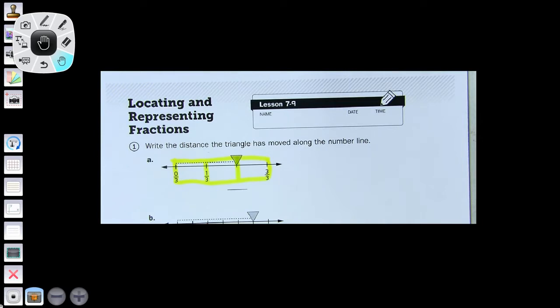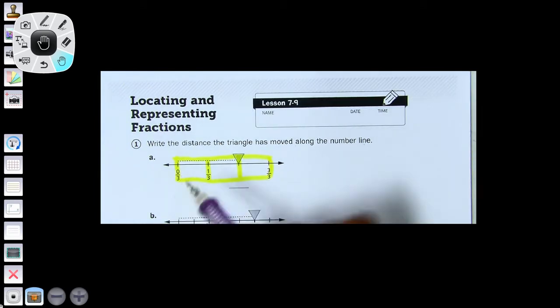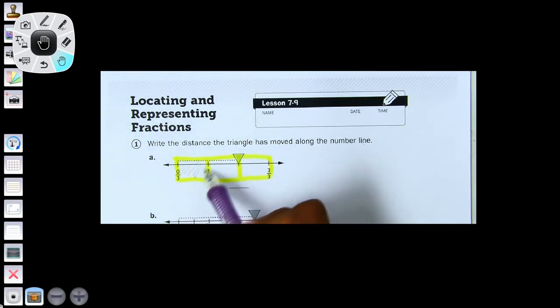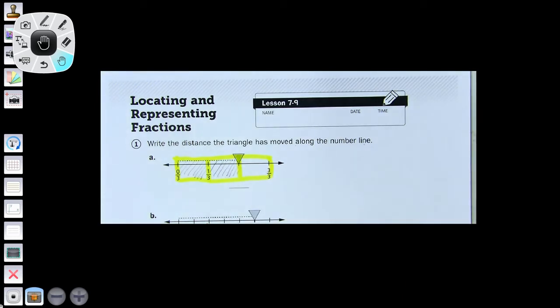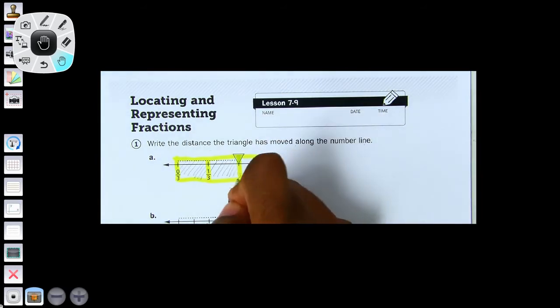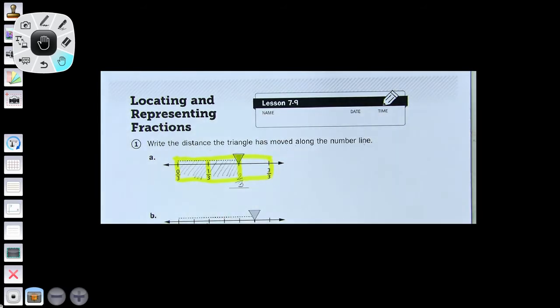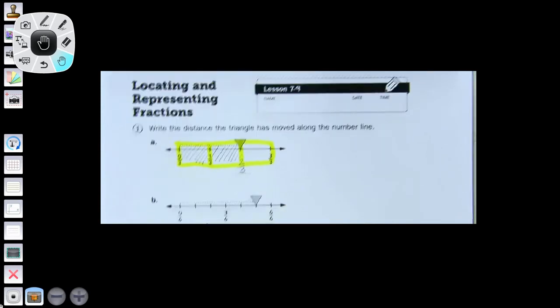Now the direction said write the distance the triangle has moved along the number line. So that's assuming the triangle started here at 0, 0 thirds, and moved a length and stopped here. Now that I have it in fraction pieces, I can see how many thirds it has covered. So this part right here is 1/3 covered. And if I go all the way to the triangle, I see that it has covered 2/3. Very simple.